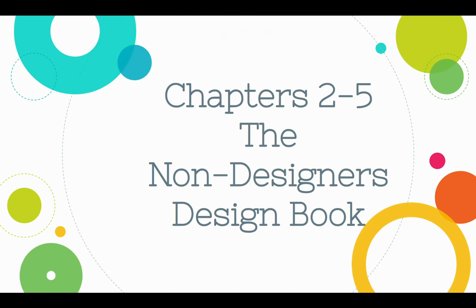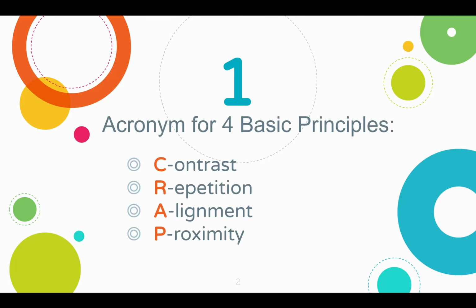Now that you have finished reading chapters 2 through 5 in the Non-Designer's Design Book by Robin Williams, let's do a little overview with some photo samples just to kind of seal the information in more. First, let's talk about an acronym for the 4 basic principles of design. C for contrast, R for repetition, A for alignment, and P for proximity. If you recall, each chapter had its own focus on each one of these 4 basic principles.